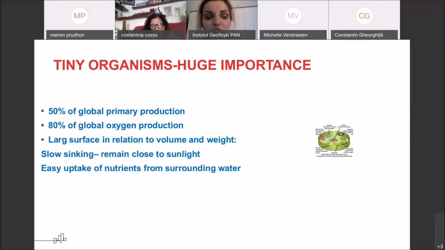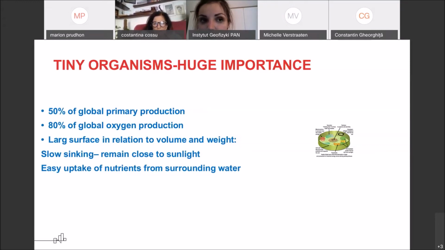And I mentioned the productivity, and this is another feature of phytoplankton, or maybe more of the group as a whole, that proves that tiny organisms can have a really huge importance, and the fact that they're so small contributes to how important they are to the geosystem. It is estimated that they are responsible for about 50% of global primary production and at least 80% of global oxygen production. These are just estimates, but this is probably more or less true.